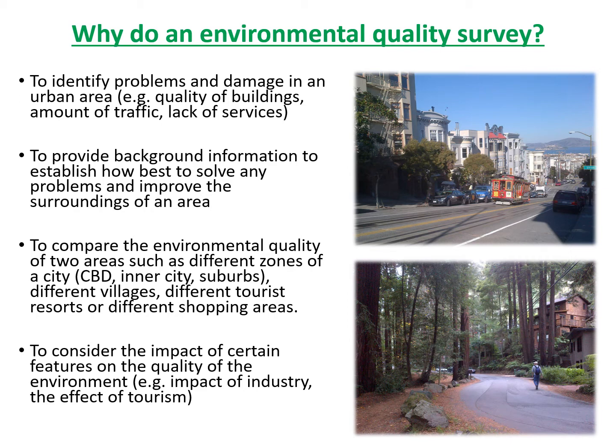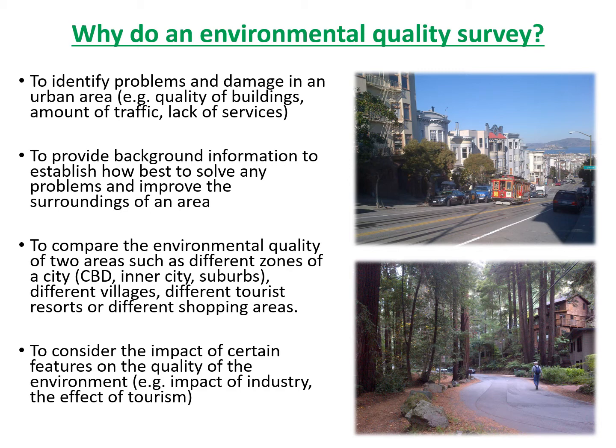The first one there is to identify problems. For example, problems in an urban area or damage in an urban area. So an EQS can be used to look at an area and see if buildings are in poor repair, if there are buildings which are derelict, which are in need of a little bit of TLC. Is the road in poor quality? Are pavements in poor quality? Is there a large amount of traffic affecting noise pollution, air pollution? Are there a lack of services? Are there not very many shops or other services in an area? So the EQS is very effective at measuring any damage or any problems within a particular urban area.